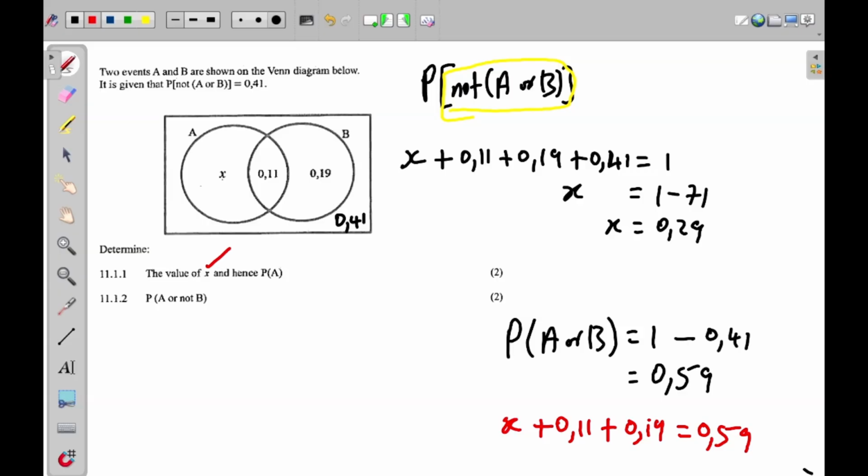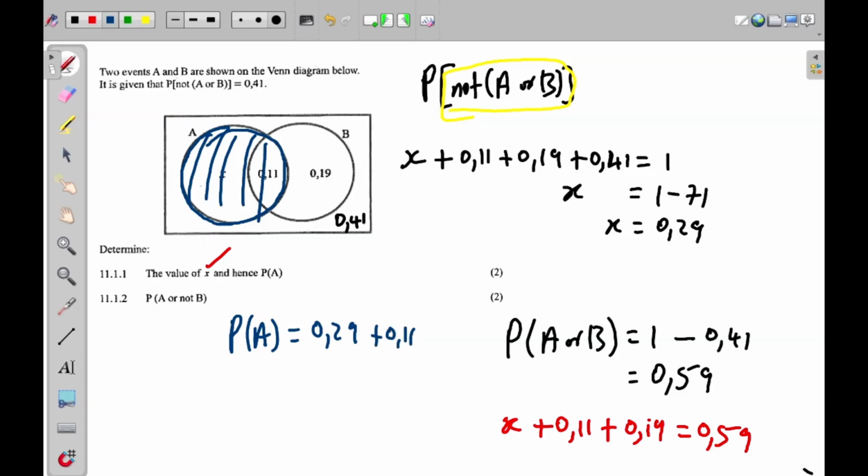So just like that, we have found the value of x, but we are not done. We have to calculate the probability of A. Well, it is quite simple. The probability of A has to be everything in A. So basically, the probability of A in this instance will just be x, which is 0.29, plus the 0.11. Remember, the intersection in this case is part of A. So this will be the result. We will have something like 0.4. And just like that, you are done.